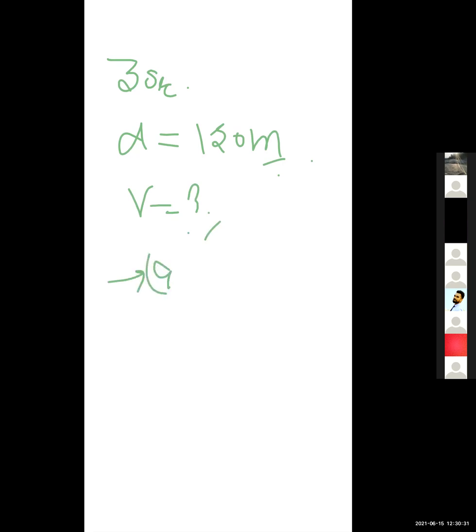So option A is 18, B is 1.8, C is 180, and D is 1800 kilometer per hour. Kilometer per hour. Exposure time interval is given 3 seconds. Distance is given 150. So speed. Find the ground speed of aircraft. Find the value. Options are also given.